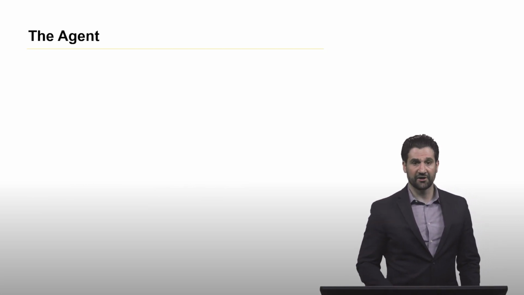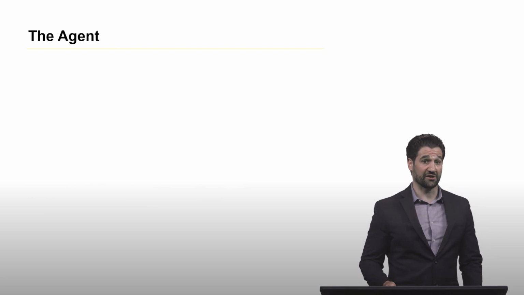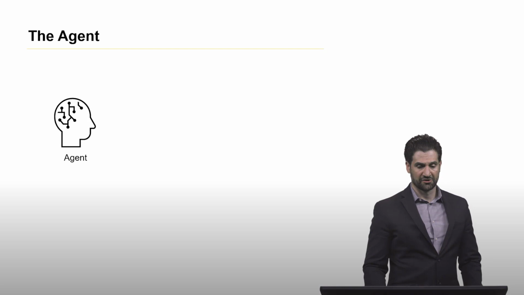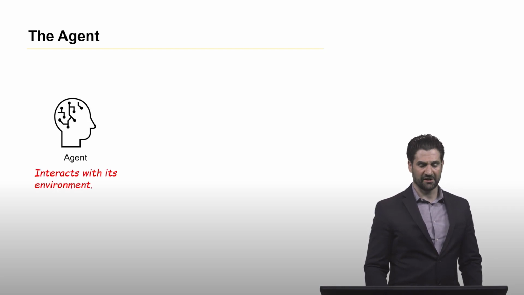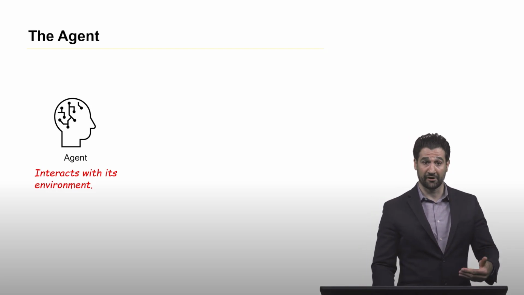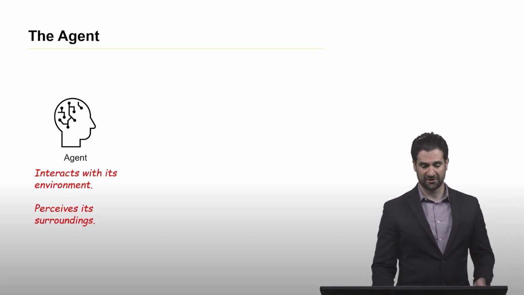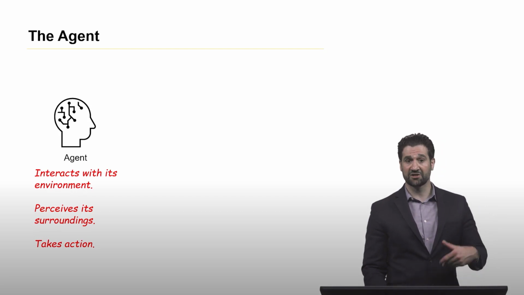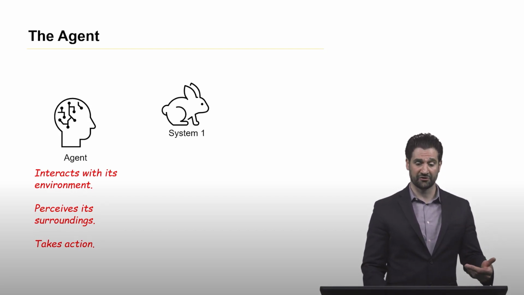Now, how does this fit into the concept of the agent? Let's review this notion of an agent. So we have an agent, and it interacts with its environment. This is a very common paradigm in artificial intelligence. It can perceive its surroundings, and then it can take action based on those perceptions.